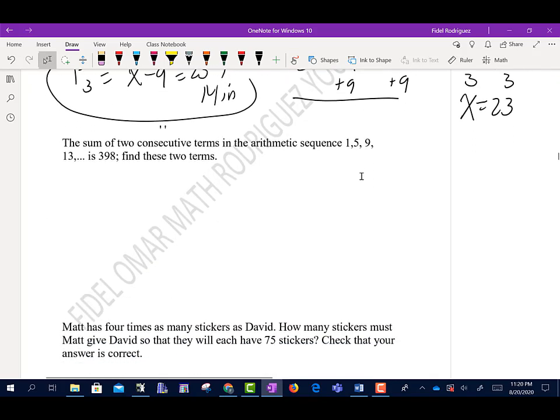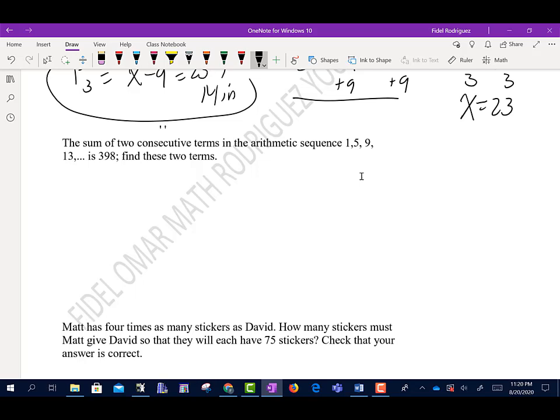All right. So I'm going to continue working here, guys. It says the sum of 2 consecutive terms in an arithmetic sequence, 1, 5, 9, 13, is 398. We want to find those 2 terms. Okay. Let's see if we can do this. Let's see what they're asking me to figure out.